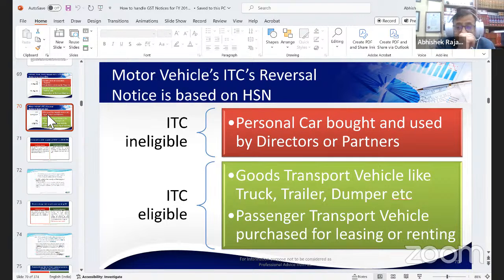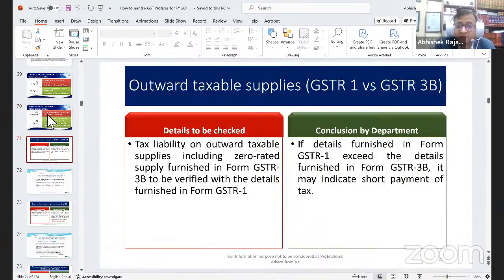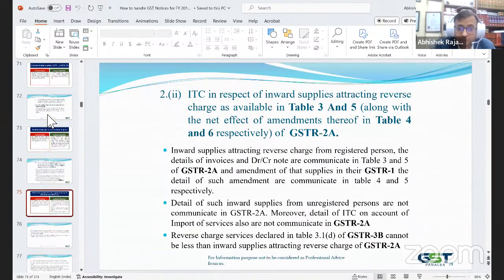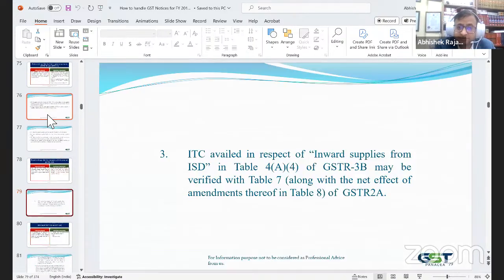So if an order has been passed against you and you are drafting an appeal or you are drafting a reply letter to the show cause notice which has come to you, you have to explain this. See, case laws are not going to help you when the facts are clear. So in these cases, you do not need any supporting case laws. These are fact-based issues.